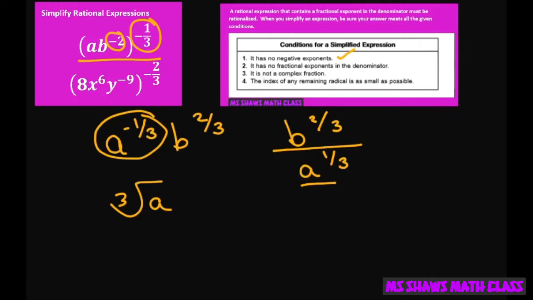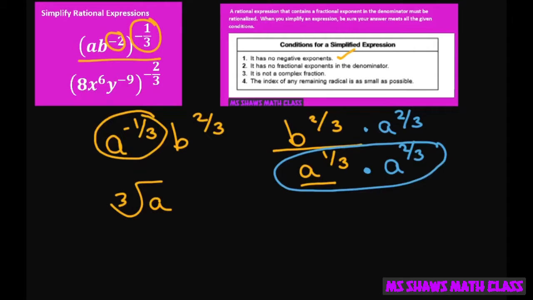So what we're going to do is rationalize it by multiplying the numerator and the denominator by a to the 2/3. That's going to rationalize it because when you multiply the denominator here, you're going to get a to the 1/3 plus 2/3, which gives you a to the 3/3, which equals a to the first power. So in the denominator, we're just going to have a.